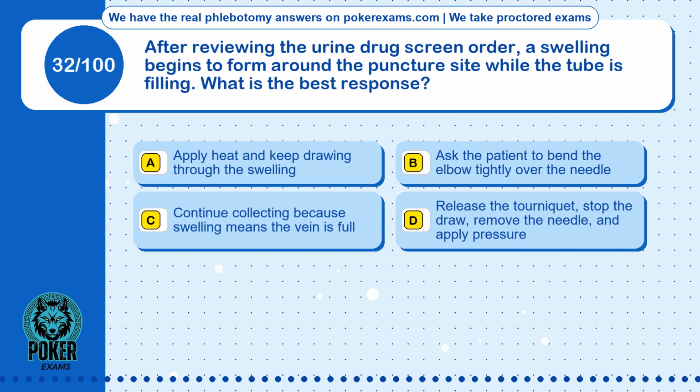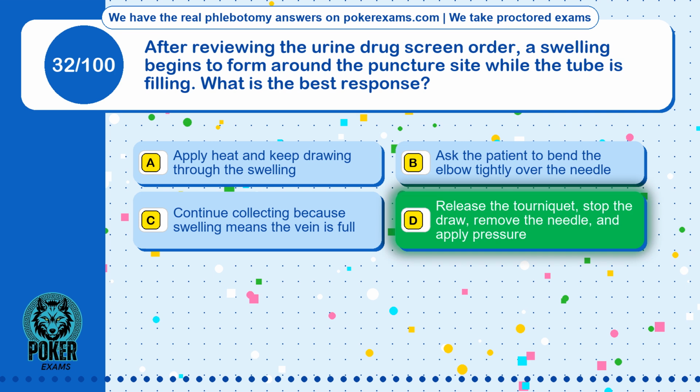Question 32. After reviewing the urine drug screen order, a swelling begins to form around the puncture site while the tube is filling. What is the best response? Option A. Apply heat and keep drawing through the swelling. Option B. Ask the patient to bend the elbow tightly over the needle. Option C. Continue collecting because swelling means the vein is full. Option D. Release the tourniquet, stop the draw, remove the needle, and apply pressure.